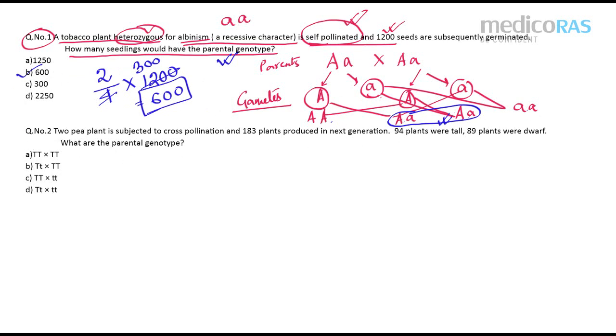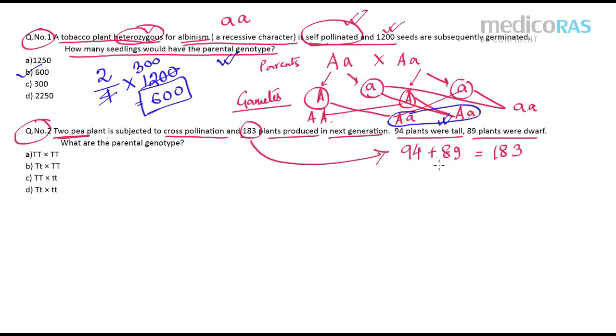So next, come to question number 2. In this again cross-pollination occurs, and this many plants are produced in the next generation, from the two parent plants of course, out of which 94 plants were tall and 89 plants were dwarf, right? So if we calculate 94 plus 89, we get 183. That means they have given the result of this one from this two-parent combination, right?